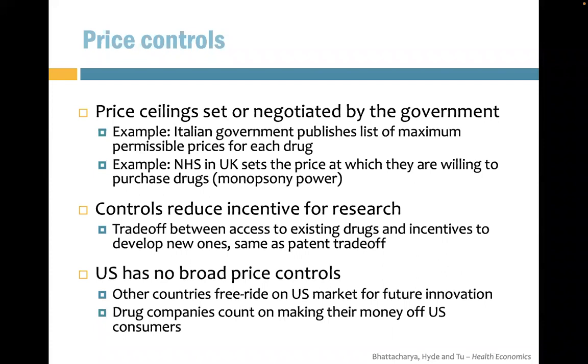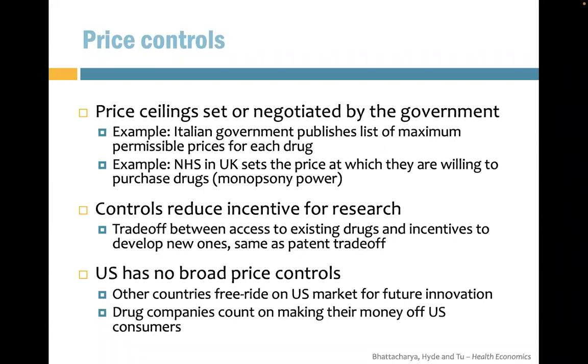And if this level is higher than a level that the government thinks will hurt customers, then the government can cap its maximum price. For example, in the UK, the NHS, their National Health Service, sets the price at which they are willing to purchase drugs. Because there is one buyer in this whole country, the power shifts from the firm to the buyer, who comes in with negotiation power. We call that monopsony power.